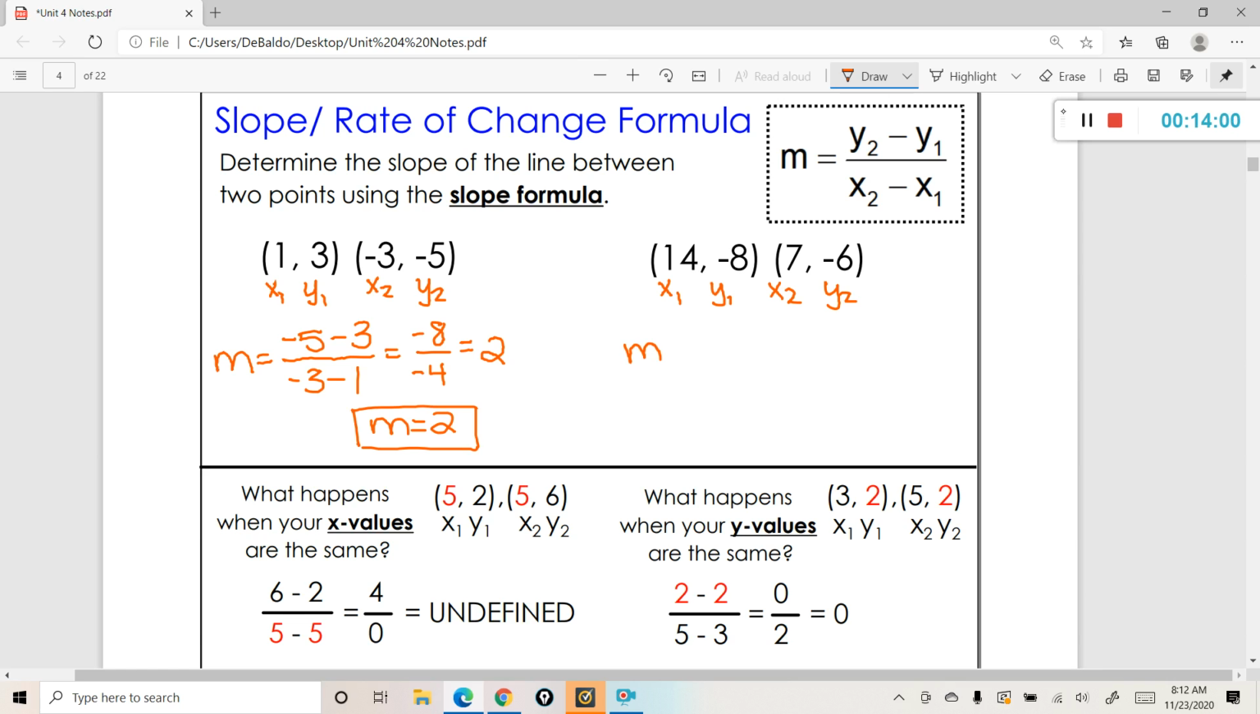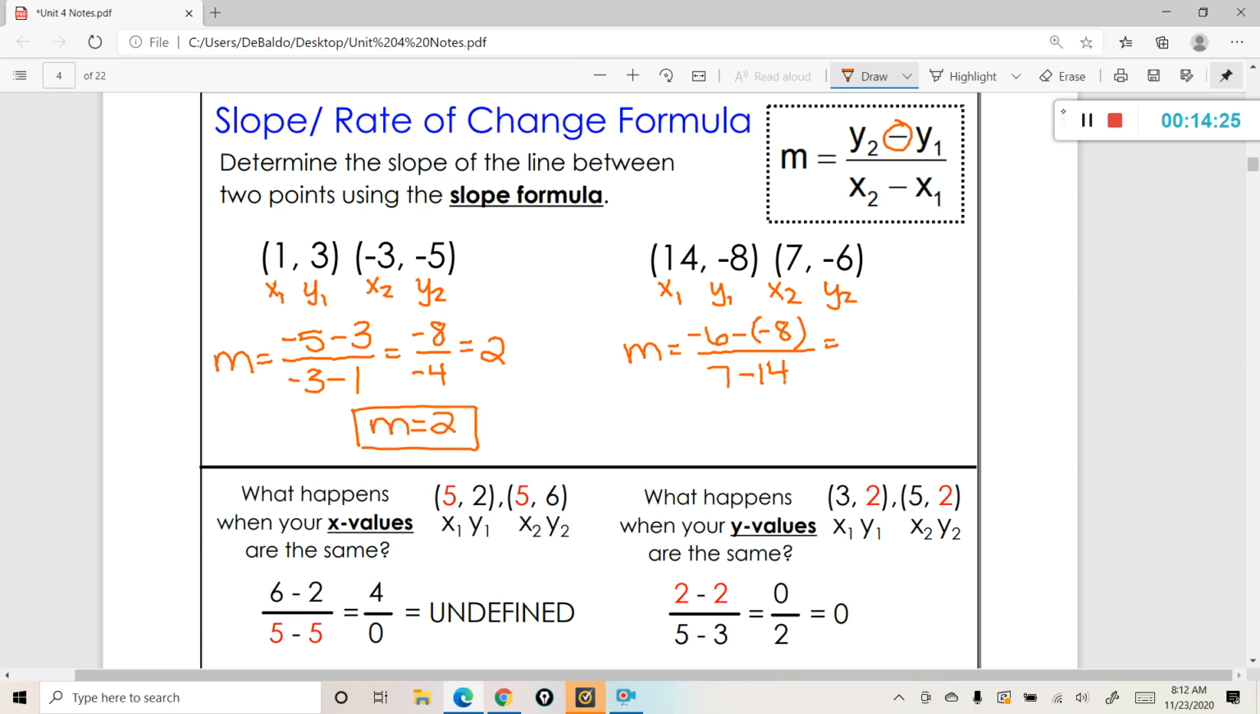So m equals negative 6 minus, notice how my y1 is negative 8. So my formula has a minus sign in it. So I want to make sure that I represent the minus and then the negative 8. That's a common area where you can find errors with slope. And then, of course, we're going to say 7 minus 14.